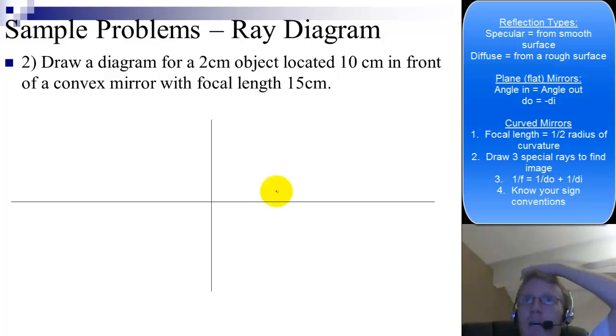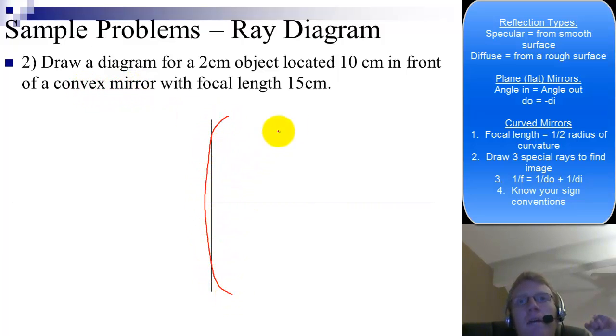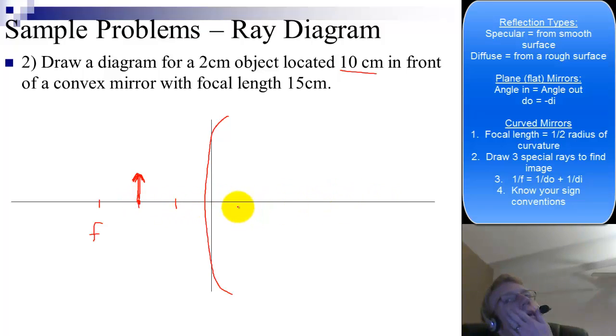Draw a diagram for an object located 10 centimeters in front of a convex mirror. So convex mirror, remember, is curved away, with a focal length of 15 centimeters. So here we go, 5, 10, 15. So there's our focal point. And the object is 10 centimeters away, so let's draw it right here. And typically you just draw your object as a little arrow like this. And if you put the bottom of the object on your axis, then you only have to worry about where the top goes, because the bottom is just going to still be on the axis.